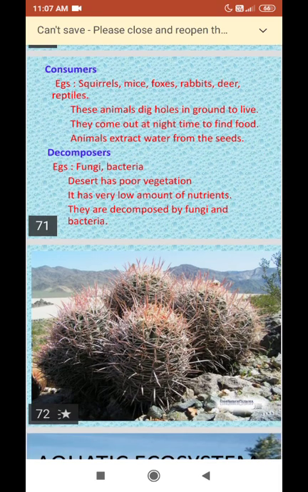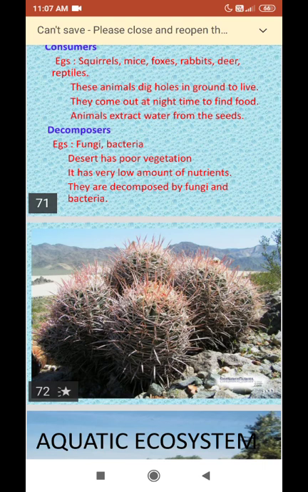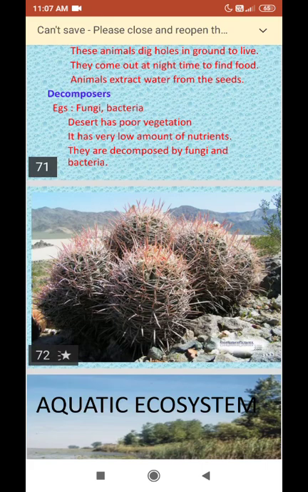And then last one is the decomposer. Always the decomposers are fungi and bacteria. The desert has poor vegetation. It has very low amount of nutrient. They are decomposed by fungi and bacteria.